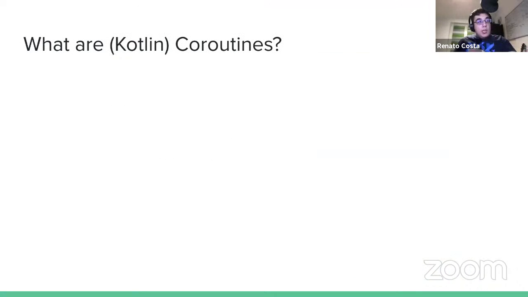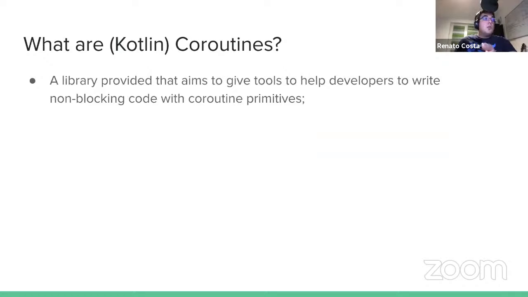Cool. And what about Kotlin coroutines at this point in time? Kotlin Coroutines is a library that you can import into your projects. It doesn't come pre-baked into the language, as async and await do in C#, for instance, or in the ECMAScript definitions nowadays. But it's a library that provides you tools to build code that's non-blocking with coroutine primitives.